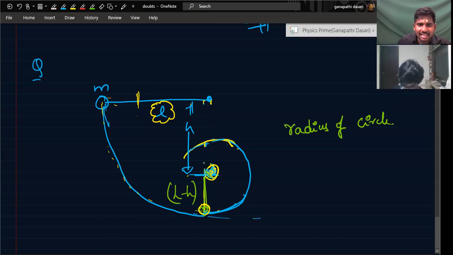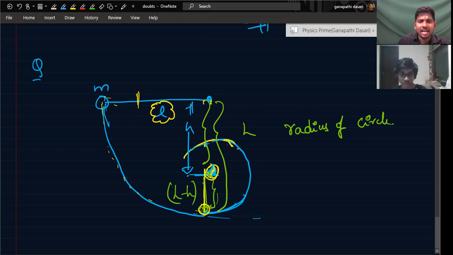This nail is at a height h. The length is L. So only this will become the radius right now. From top, what is the distance till the bottom? That is L. From top, what is the distance till that nail? That is h. And L minus h is the radius of the circle. Do you accept this or not?